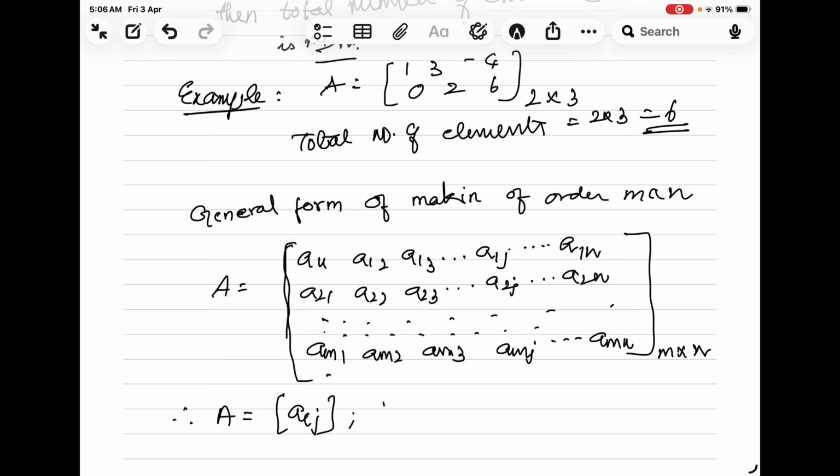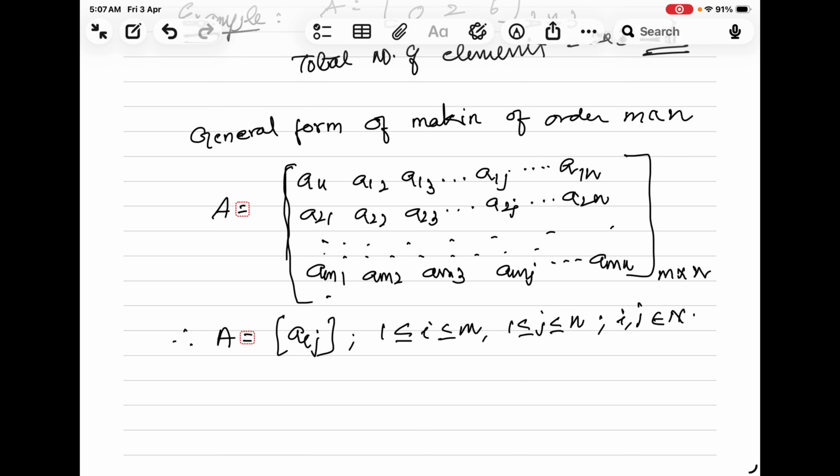Here 1 less than or equal to i less than or equal to m, 1 less than or equal to j less than or equal to n, where i, j belong to capital N, the natural numbers. So we generally denote a matrix by A equal to matrix aij. Here i denotes the ith row, j denotes the jth column.